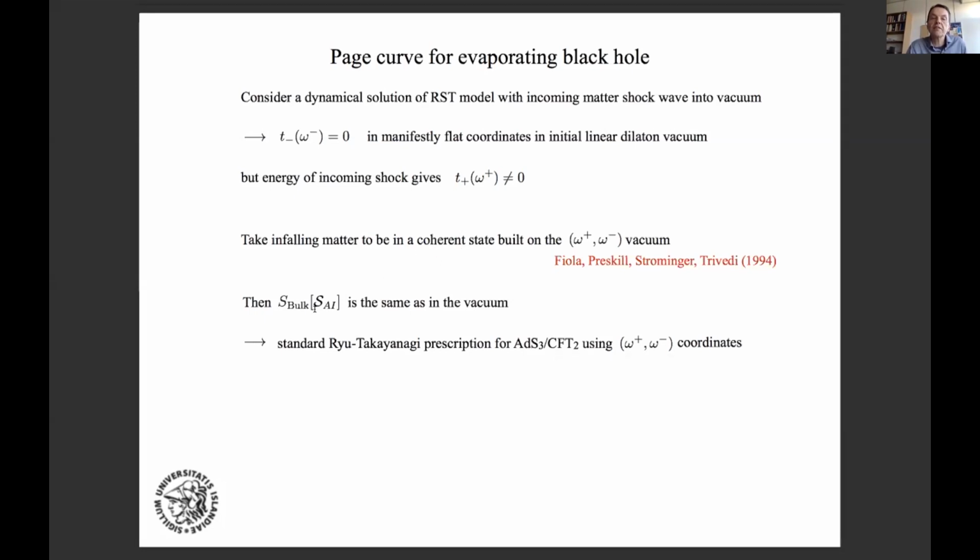And then for us, it's also very useful because it allows us now to simply do the computation in these omega plus omega minus coordinates. And we'll get the same answer as for the coherent state as we would if we had just used the vacuum. So this is what we'll do.